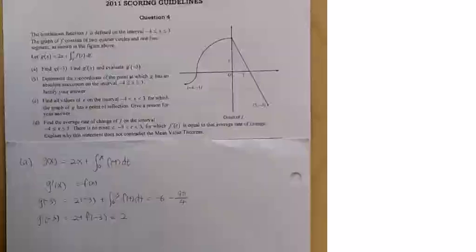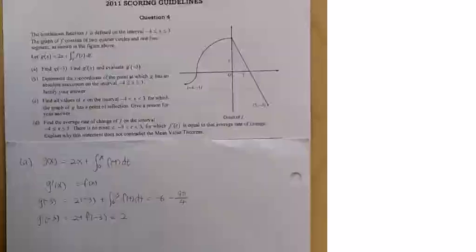Question number 4 from 2011, full response. Our question is: the continuous function f is defined on the interval from -4 to 3, and the graph of f consists of two quarter circles and one line segment, as shown in the figure above. Let g of x equal 2x plus the integral from 0 to x of f(t) dt.